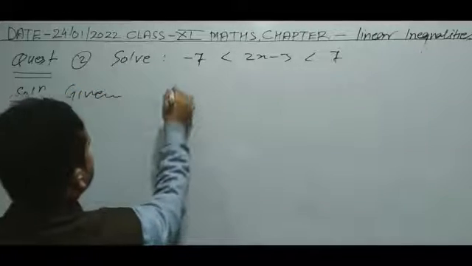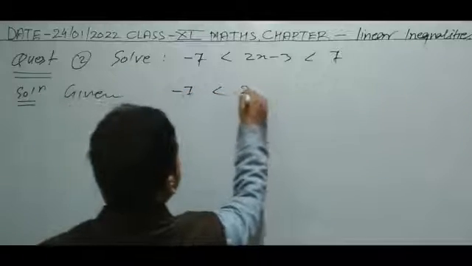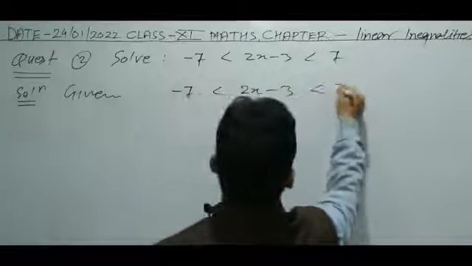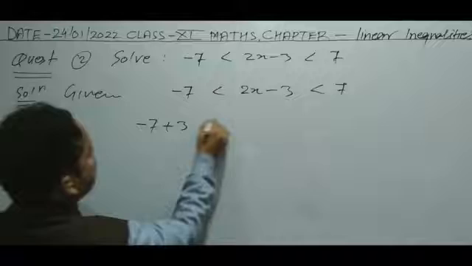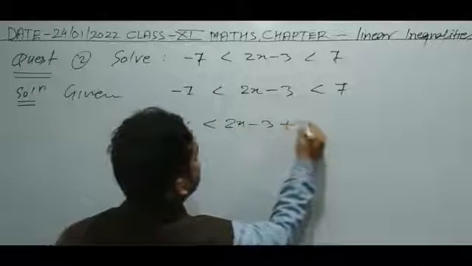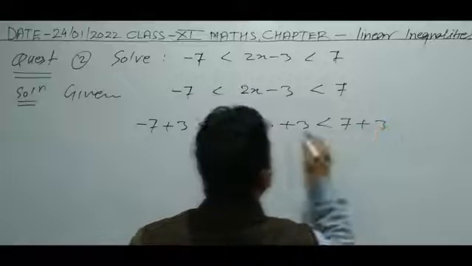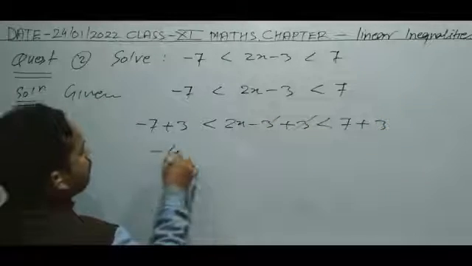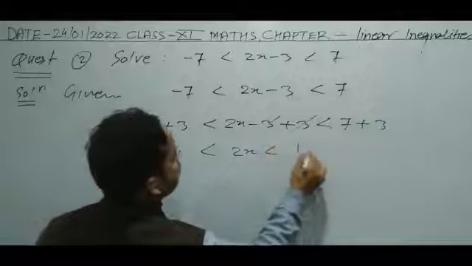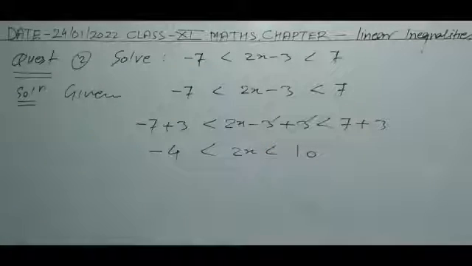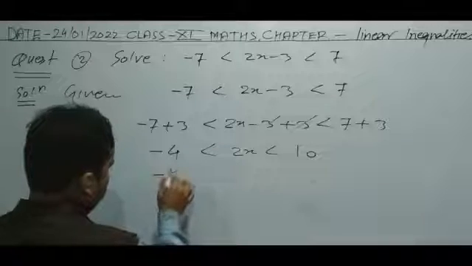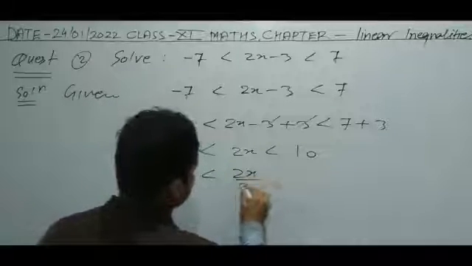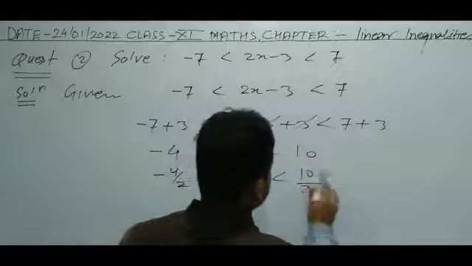Now given minus 7 is lesser than 2x minus 3 is lesser than 7. So operate plus 3 in this inequality. So minus 7 plus 3, 2x minus 3 plus 3 is lesser than 3. Now this will cancel and result will be minus 4 is lesser than 2x is lesser than 10. And now what we can write? We can divide by 2 in this inequality. So minus 4 by 2 is lesser than 2x by 2 is lesser than 10 by 2.